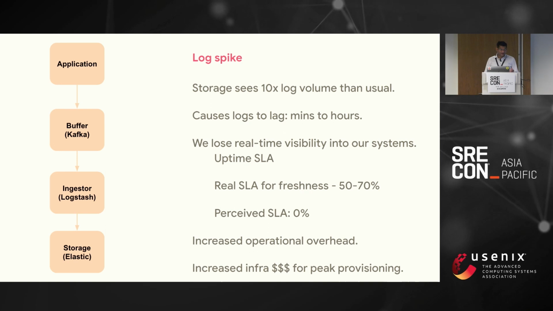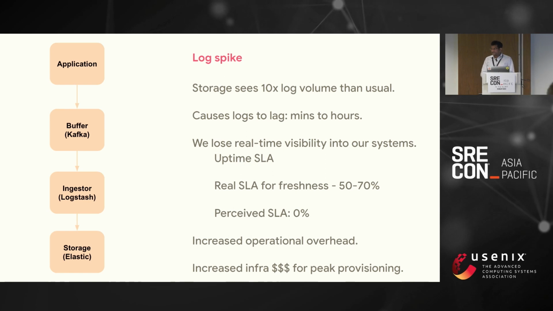It's like driving a car and your speedometer is actually showing your speed from a few minutes ago. So you're bound to make mistakes and you don't know what's going on, right? Typically for a log search system, there are 3 kinds of SLAs.